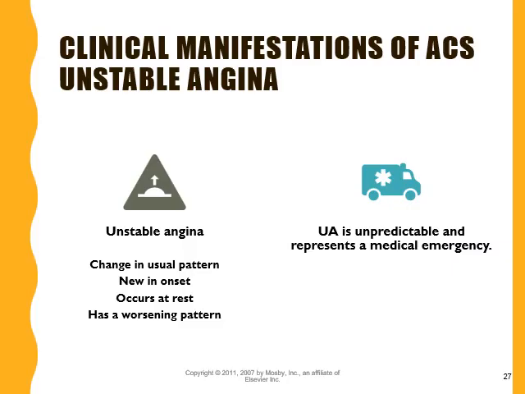Clinical manifestations of ACS, unstable angina. Unstable, obviously there's no pattern, it's not predictable. It may be ST segment changes, usually depressions. ACS, acute coronary syndrome, is the umbrella term for unstable angina or MI. They're both medical emergencies. Sometimes people have chronic stable angina and their pattern changes.